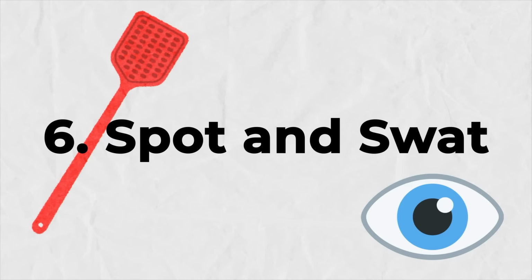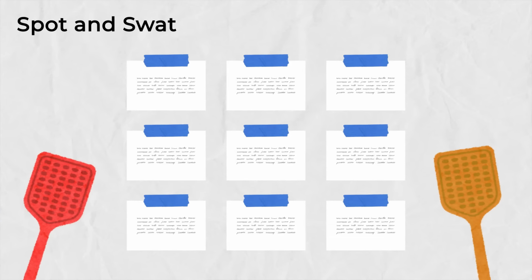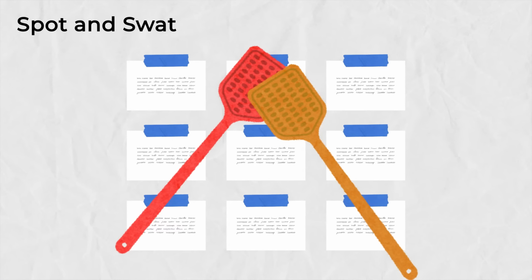Our 6th game is Spot and Swat. You'll need 2 clean fly swatters and then answers that are written or printed on paper taped face up on the wall. Split your students into 2 teams and have them send up a representative. Each representative gets a fly swatter, and whenever you ask a review question, they will race to the spot, swat the correct answer. Whoever gets it first wins a point for their team. If you only have 1 student, they can still play the games we've covered so far. But going forward, the next few games are better with at least 2 or more players.